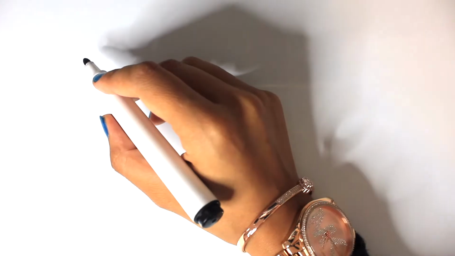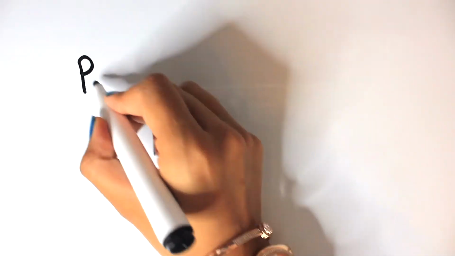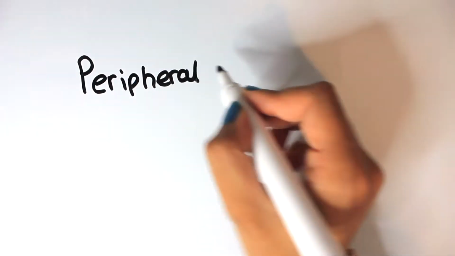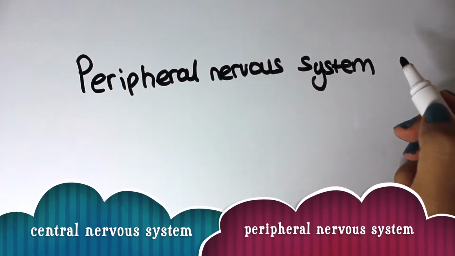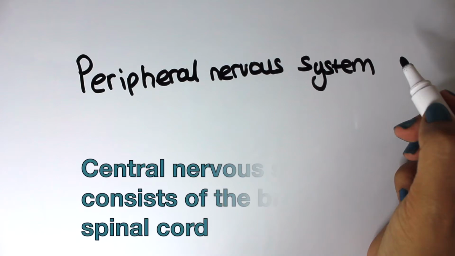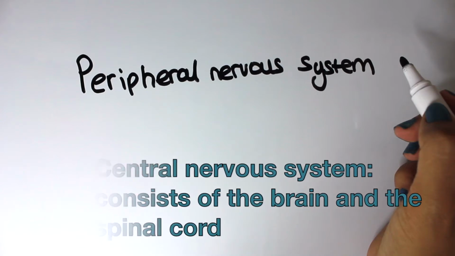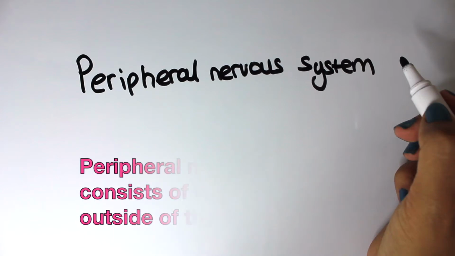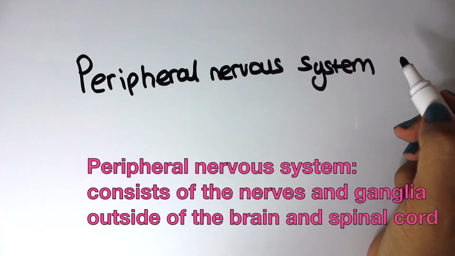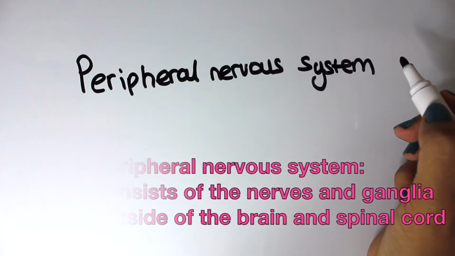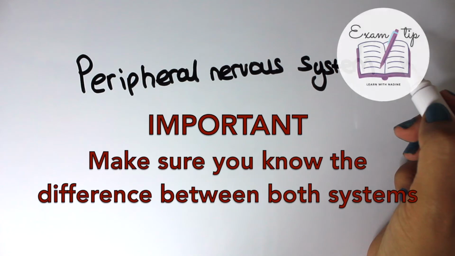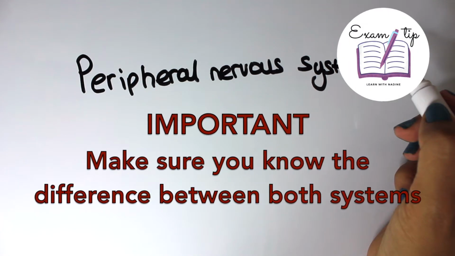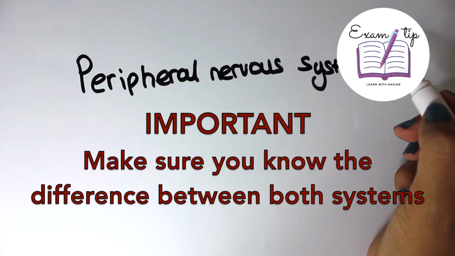And then we have our peripheral nervous system, which basically consists of all the nerves and all the ganglia outside of the brain and the spinal cord. So just to recap, the central nervous system consists of the brain and the spinal cord, and our peripheral nervous system consists of everything outside of the brain and spinal cord. As I've said it quite a few times now, make sure you know the difference between your central and your peripheral nervous system.